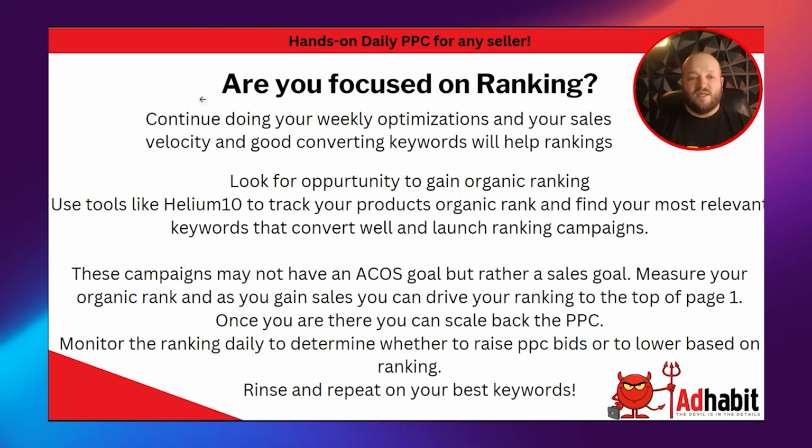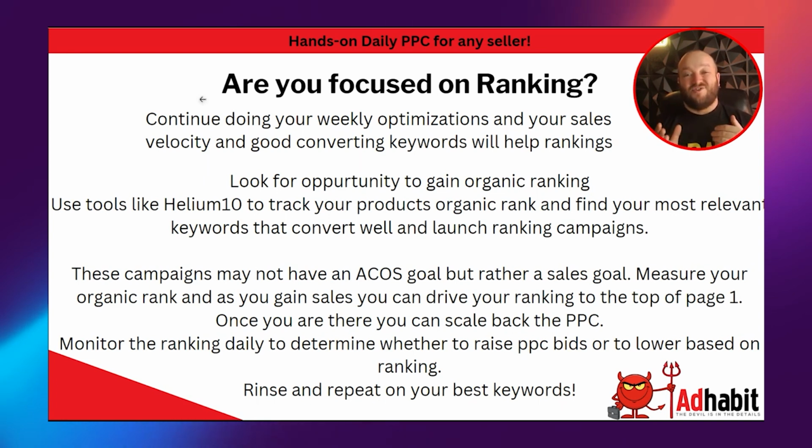Continue to do your weekly optimizations, optimize towards that. But as you're doing it, you want to focus on which campaigns, which keywords are really working the best, which ones are converting the best for you. Make sure you're tracking your organic rank on a daily basis. So use tools like Helium 10 Keyword Tracker. It's probably the most popular one, and start tracking these keywords, right?